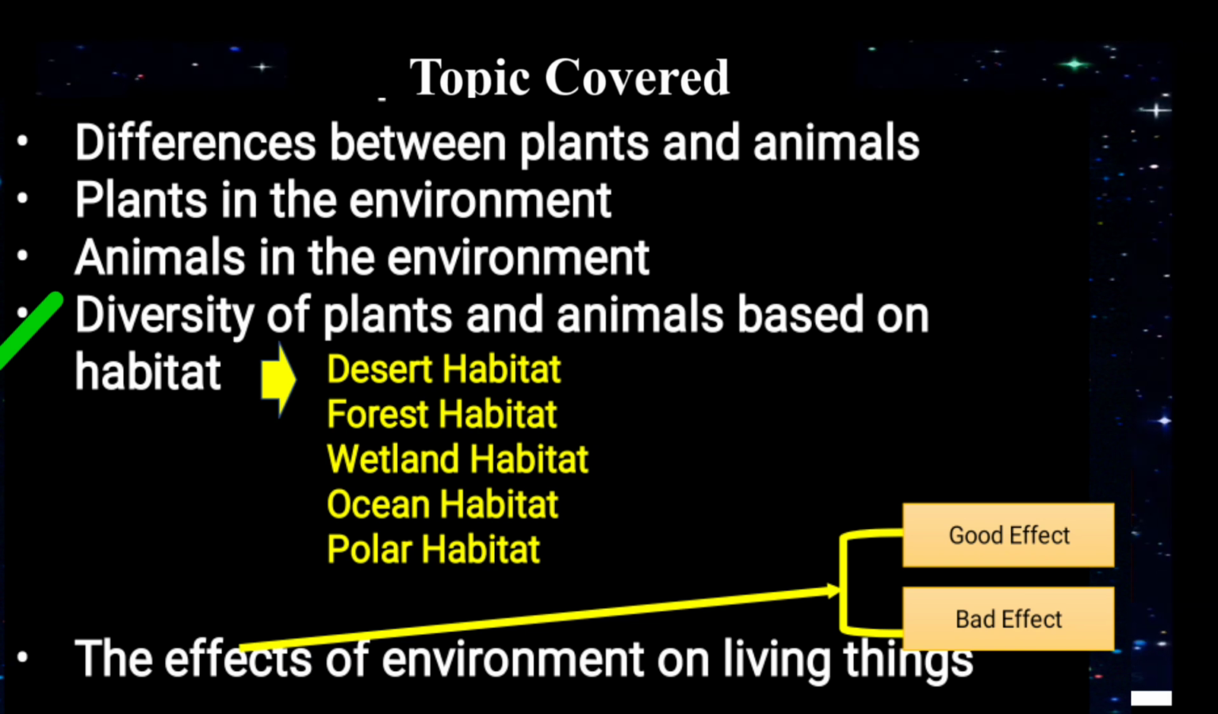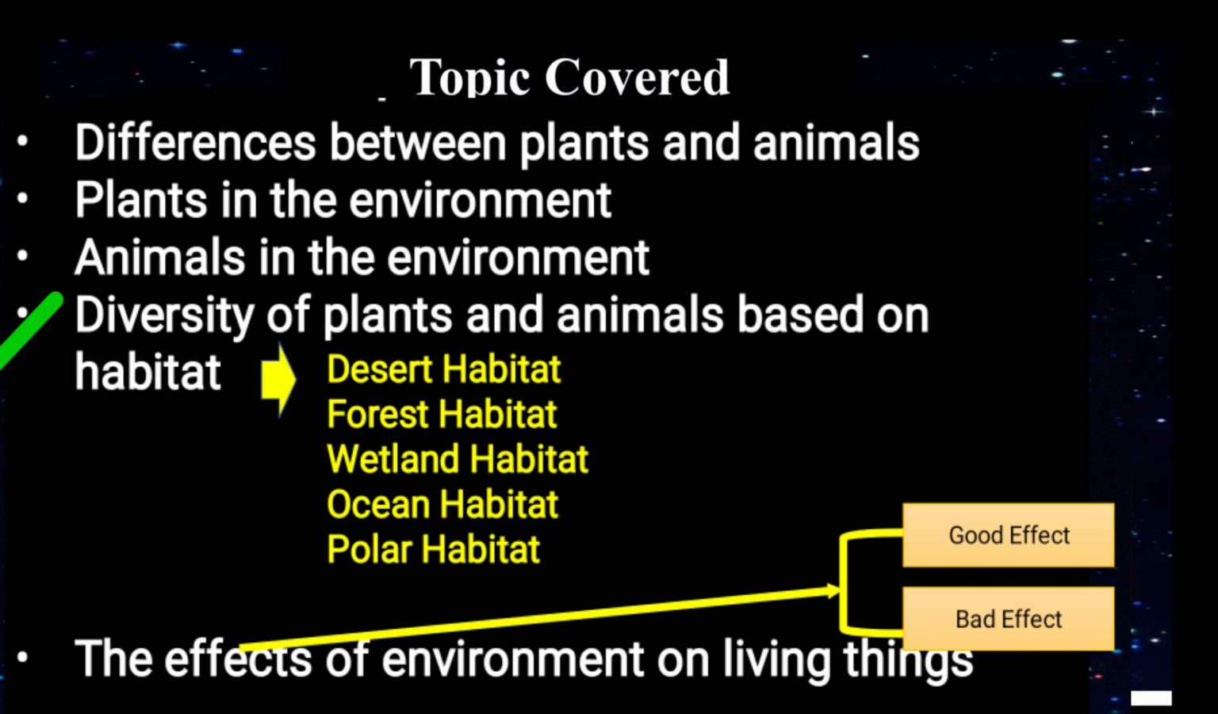Then we have learned about polar habitat. Polar region is an extremely cold and ice covered place. Also, the animals that are living in the polar region cannot live in other regions because they are specifically made to survive in that area by nature. For example, plants like pine tree can grow in polar habitat, and the animals are polar bear and penguin.